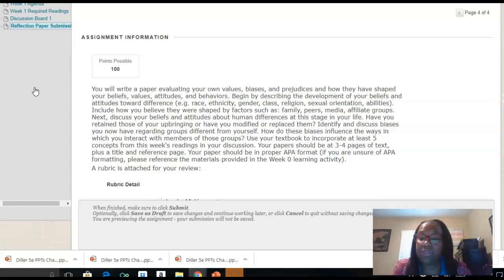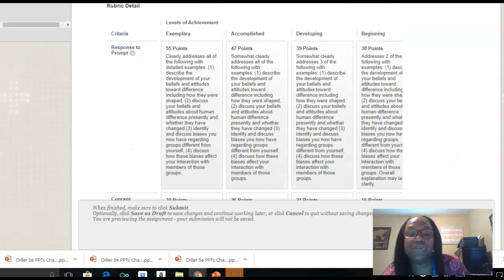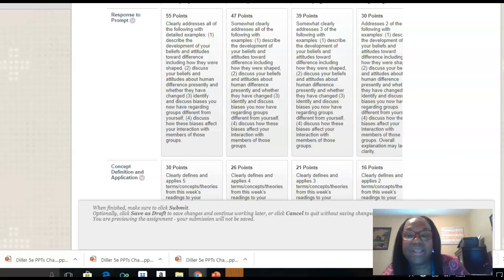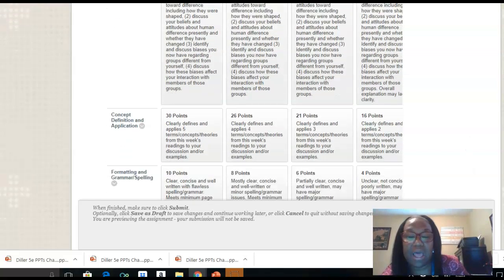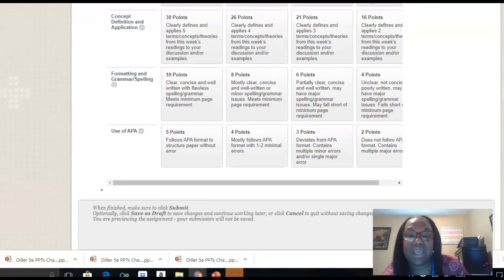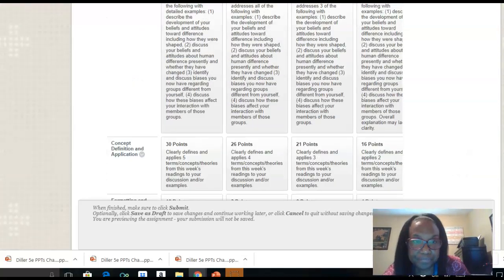Your paper should be 3 to 4 pages of text plus a title and reference page. Don't worry about an abstract for this one, but we will as we continue with other papers. But for this one, I don't need one. I do need you to be sure of your APA formatting and that it is correct. Please refer to the rubric here to make sure that you're getting full points and full credit for your work. I will use it to make sure that your information is clear and concise and well written.